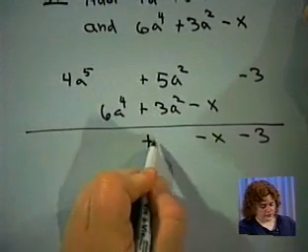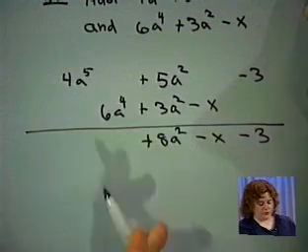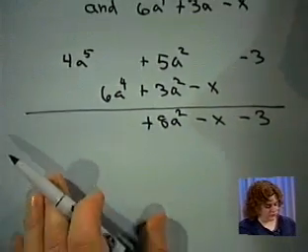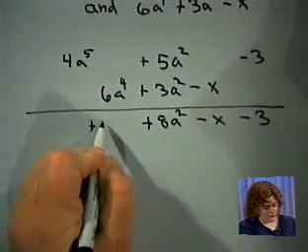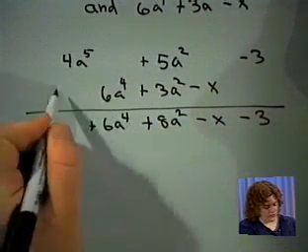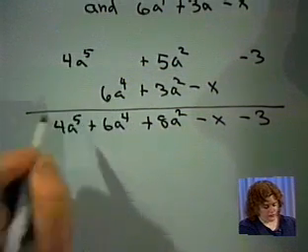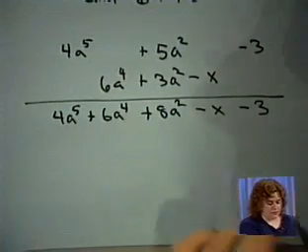5 plus 3 gets us 8a squared, remembering to bring down your addition and subtraction symbols. We have a plain old plus 6a to the 4th, and then the 4a to the 5th also comes down, and that gives us our final answer.